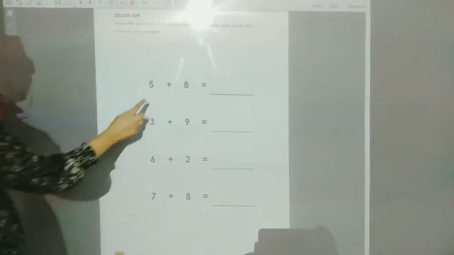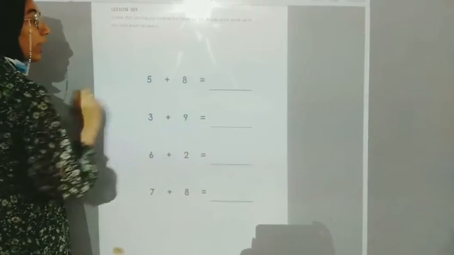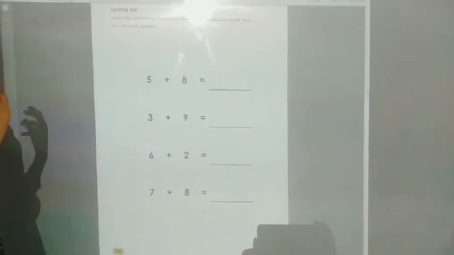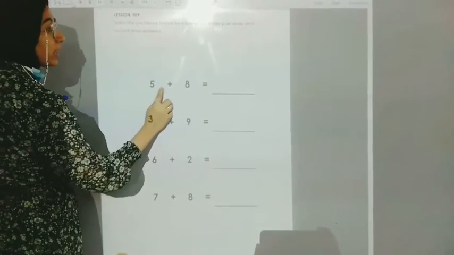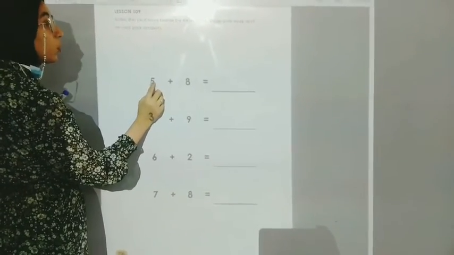Lesson 109. Solve the problems below by making 10. Show your work and record your answers. Okay, here I have 5 plus 8. I want to make 10. How can I make 10? Now I have 5 and 8. How many fingers does 5 need to become 10? It needs 5 fingers, right?